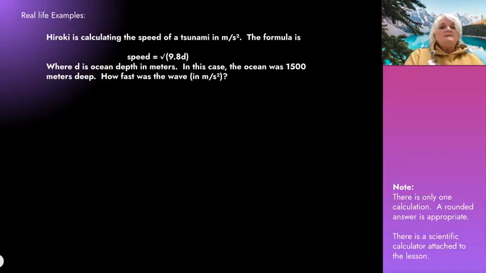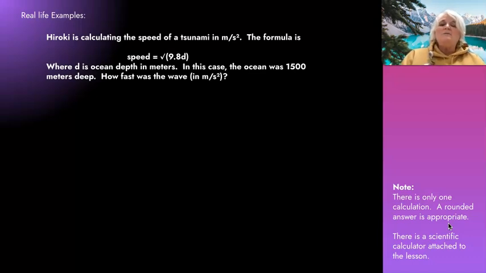Okay, real life examples. Note that underneath me there is only one calculation. A rounded answer is appropriate because I'm only doing one calculation. I'm not using that calculation to do another calculation, to do another calculation, to do another calculation. I'm only doing one calculation.